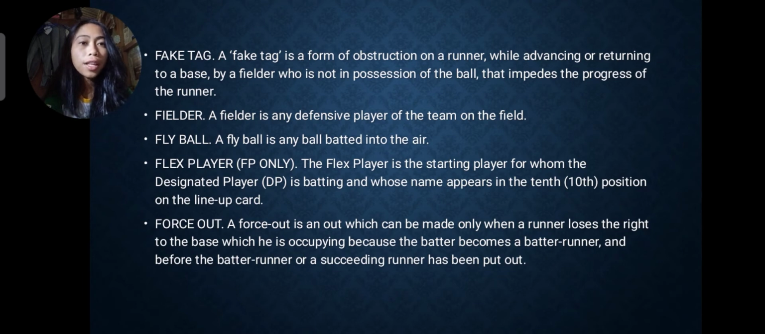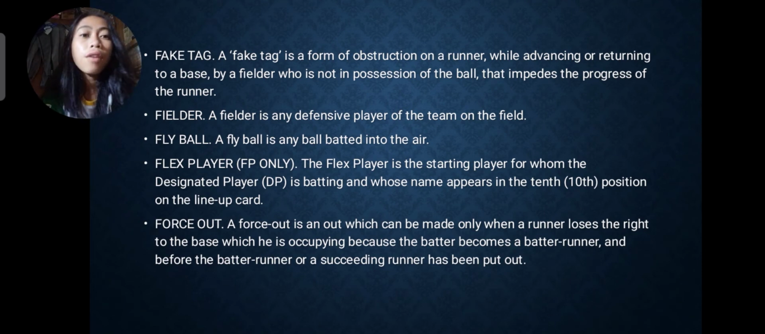Fake tag. A fake tag is a form of obstruction on a runner while advancing and returning to the base by a fielder who is not in possession of the ball that impedes the progress of the runner. So, fake tag tinatawag doon kasi diba ang tag is yan yung part na ginahawakan ng defensive team ang bola, then tag yung kapag i-hit nila or tama nila yung ball sa nagalaro na player. Then, fake tag kapag once na meron yung parang nagalito-lito lang pero hindi siya pwedeng maka-receive ng bola or hindi siya pwedeng tapunan ng bola.